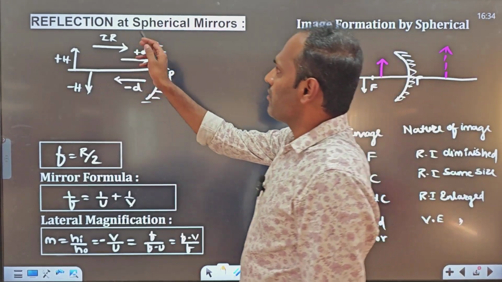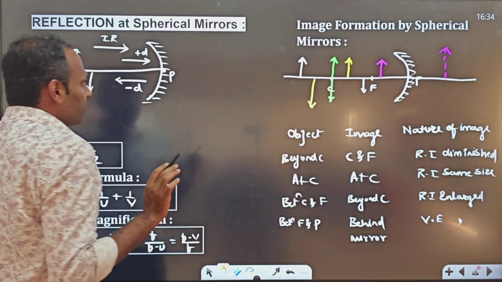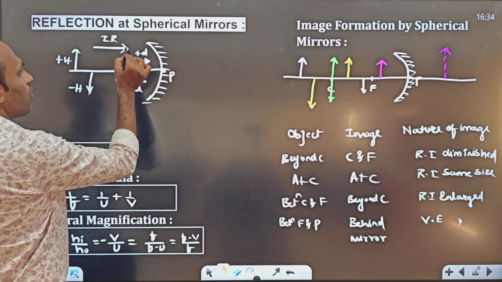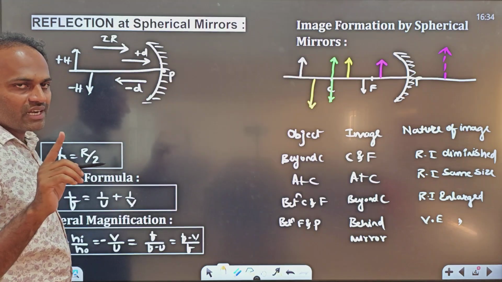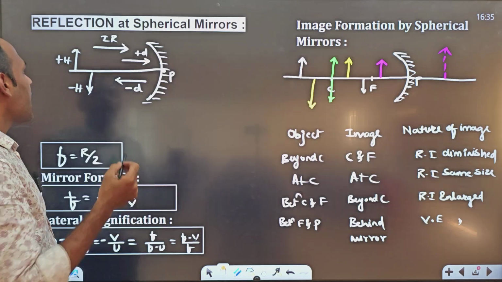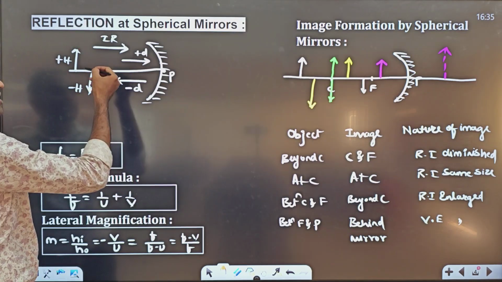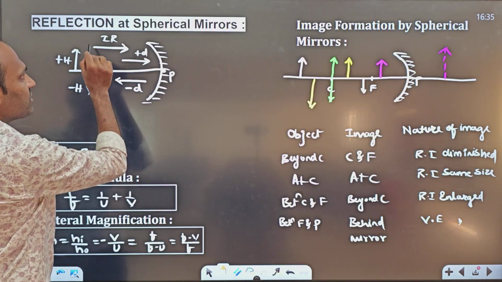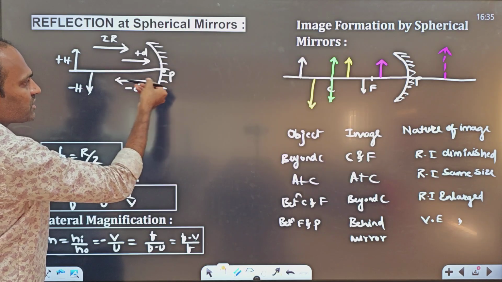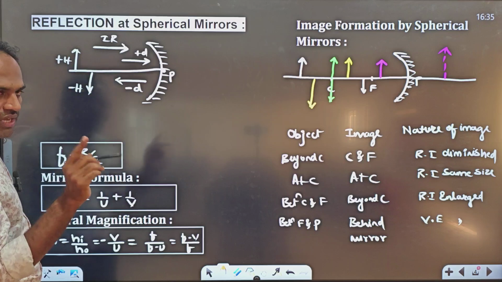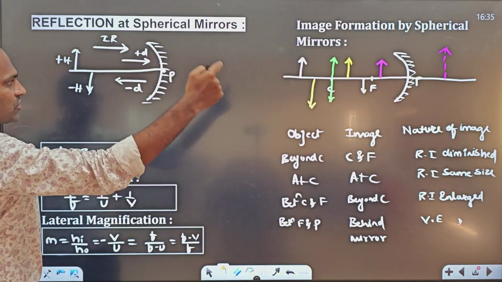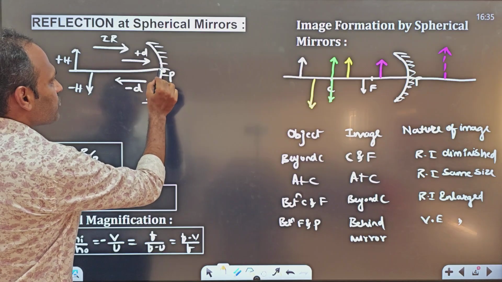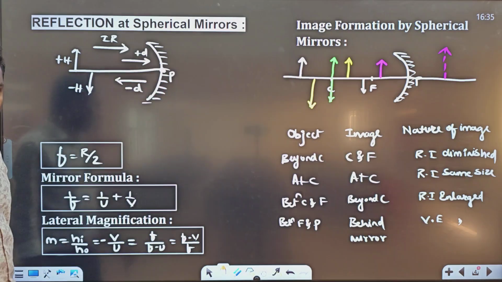Next concept, see, reflection at spherical mirrors. For spherical mirrors, you must first know the sign conventions. We know very well incident light rays are always drawn from left to right direction. Heights measured above the principal axis are positive, heights measured below the principal axis are negative. Distances measured in the direction of the incident light ray are positive, distances measured in the opposite direction of the light ray are negative, or distances measured in the right side direction are positive, distances measured in the left side direction are negative. All the distances are measured from the pole of the mirror.